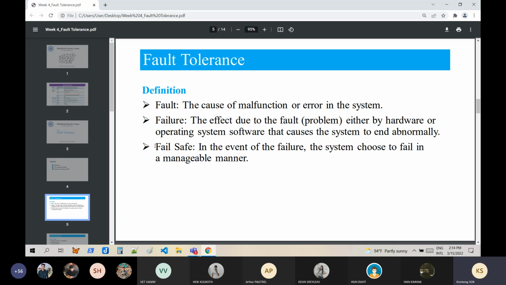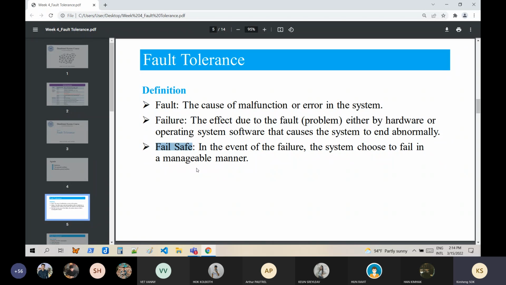And then the other one is fail safe. What does fail safe mean? Fail safe means even if there is a fault happening, we want our system to fail safely, which means there is no crash on the system or the application is not stopped immediately. We just show some message to the user, something like, okay, now my system is under maintenance. That kind of information, we call it fail safe.